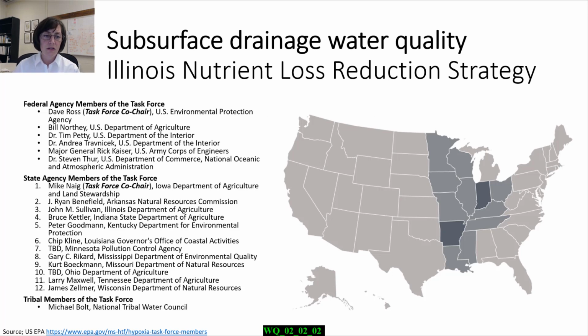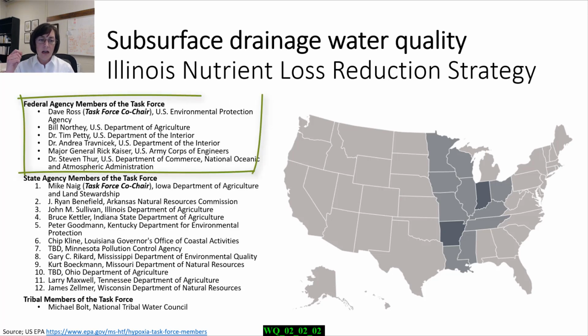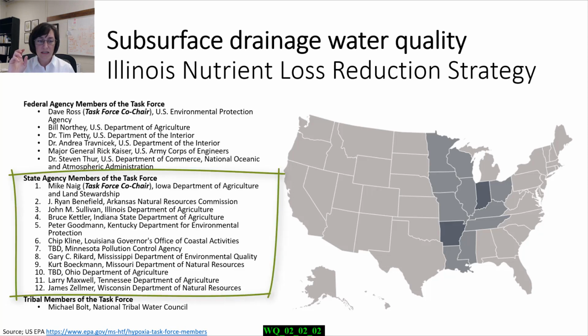The task force includes federal agencies, like representation from the US EPA, USDA, Department of Interior, Army Corps, and NOAA. And then a key part of the task force is representation from the 12 states who sit on the task force. And these members from the states are usually the director of either the environmental agency or the ag agency in each of these 12 states.